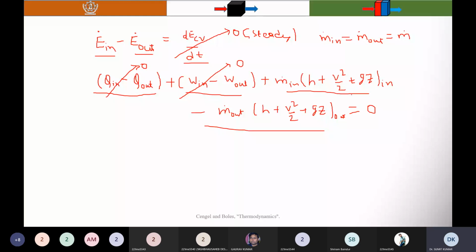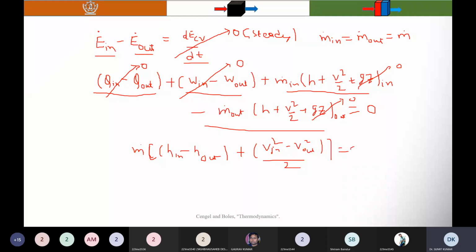So what are the remaining terms? The remaining terms are m times (h1 minus h2). Here I represented inlet and outlet by 1 and 2, or otherwise you can write in and out. h in minus h out plus (V in square minus V out square) divided by 2 equal to 0.